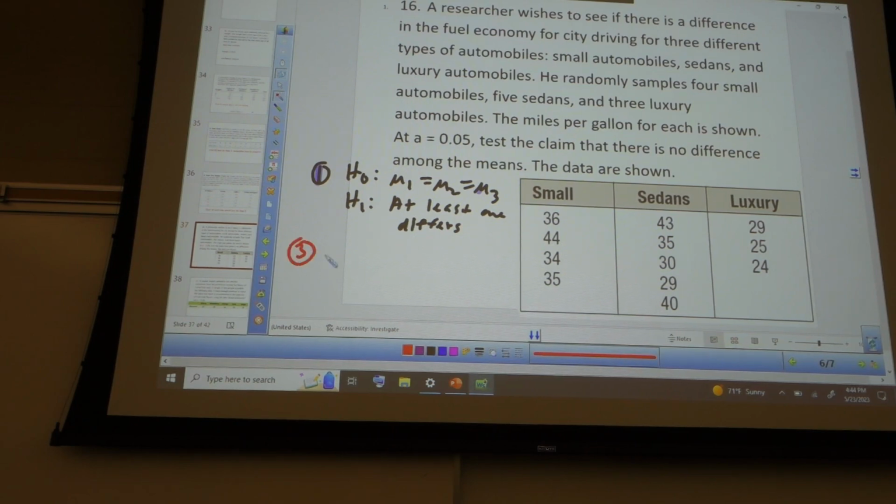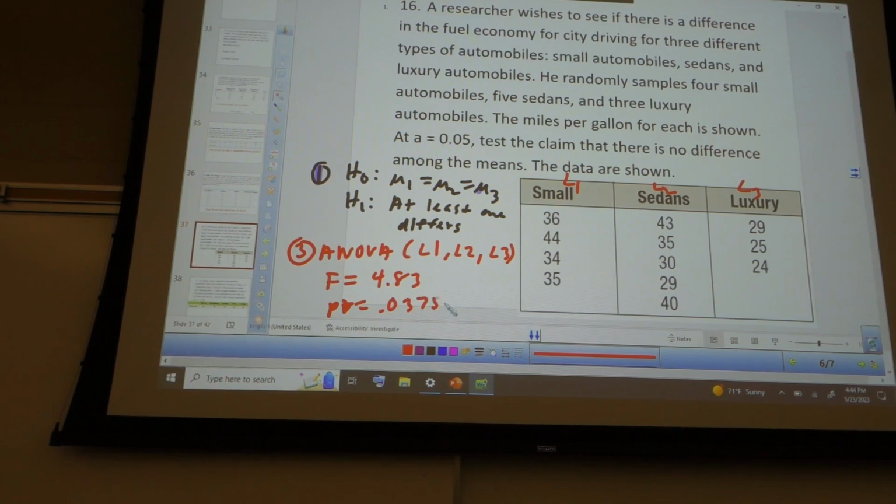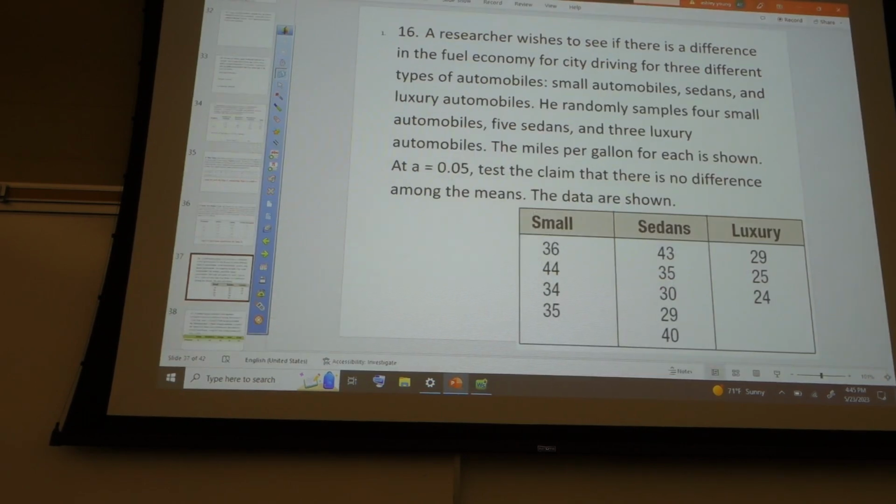Step 3, you're going to do ANOVA of L1, comma L2, comma L3. This is your L1, that's your L2, that's your L3. And you're going to get an F statistic of 4.834 and a p-value of 0.0375. Perfect, good. All right.